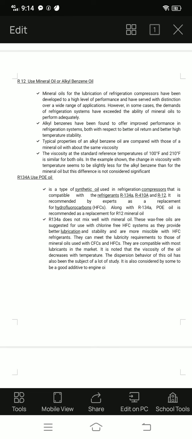There is another kind of oil called polyol ester oil (POE). The advantage of ester oil is that it works with both R12 as well as 134A, so you can fill the system with it and use either refrigerant. POE oil is the type of synthetic oil used in refrigeration compressor that is compatible with the refrigerant R134A, R410A, and R12.